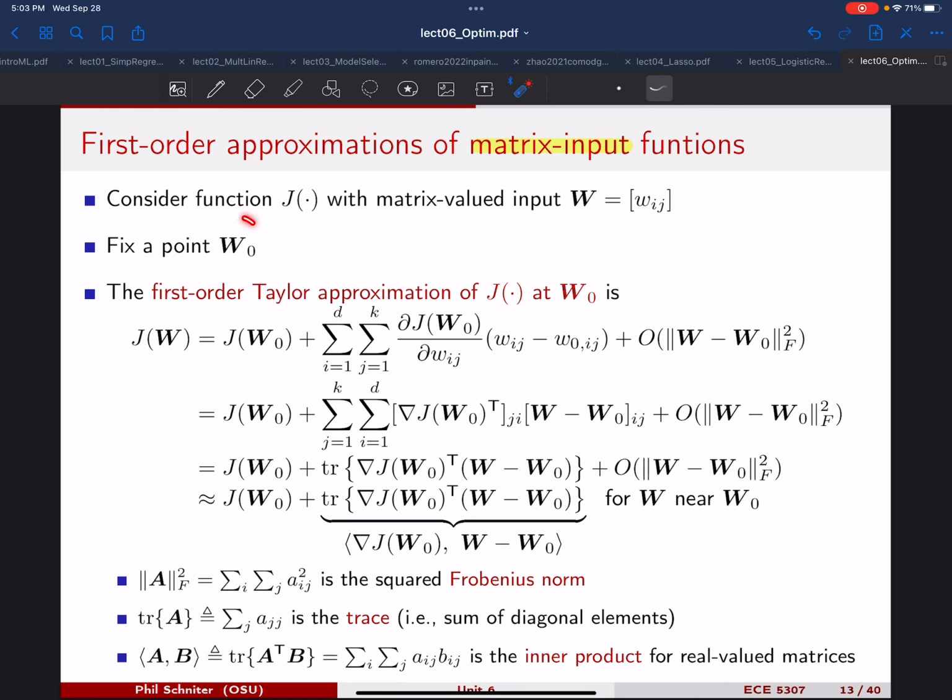Okay, so we have a reference point, which is big W naught, and the first order Taylor approximation of J at W naught. Before we do the approximation, let's do the exact equality. So it's again just a direct extension of the vector case. Here we have the constant term. Here we have the scalar valued partial derivatives. Now we have to take them over all the different entries, and we have a double sum over all those entries. And here we have the perturbations, again, the scalar perturbations. So it's very much a generalization of the vector case.